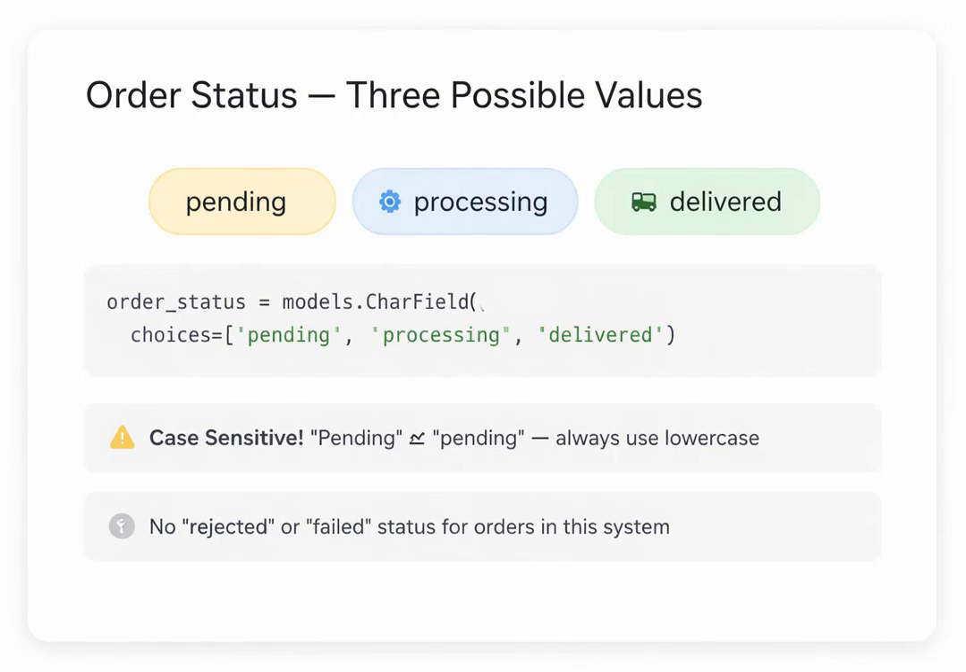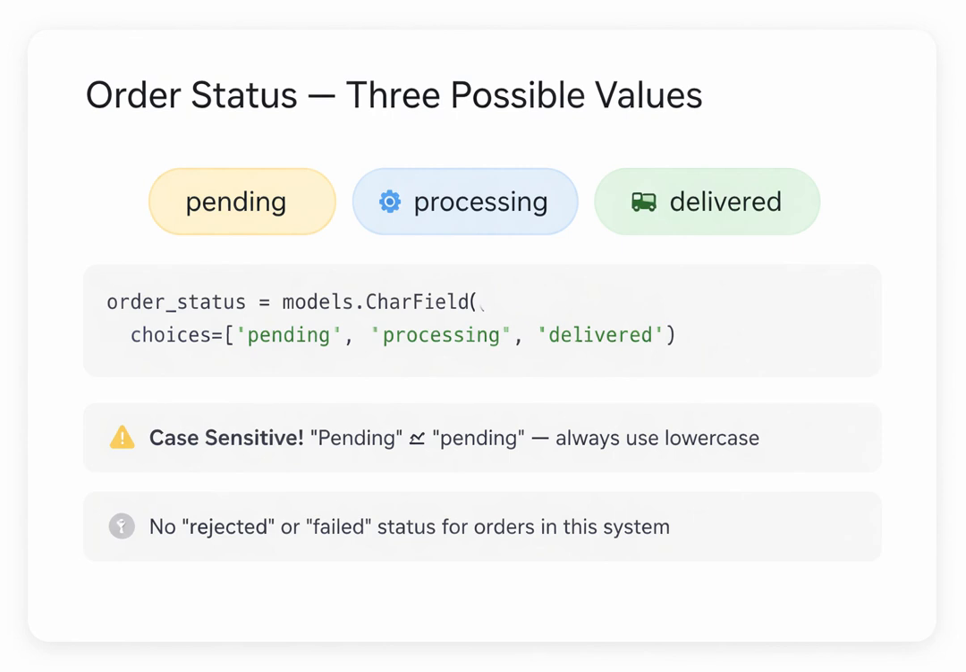For order status, we also have three values: pending, processing, and delivered. Pending is the default. When an order is first placed, it sits in pending until the shop owner takes action. Processing means the shop has acknowledged the order and is preparing it. Delivered means the order has reached the customer.